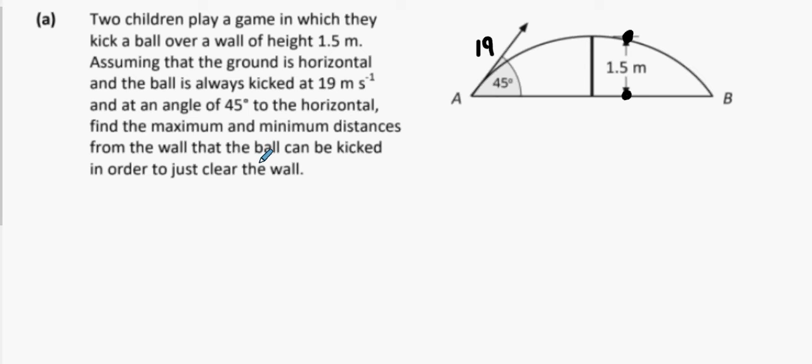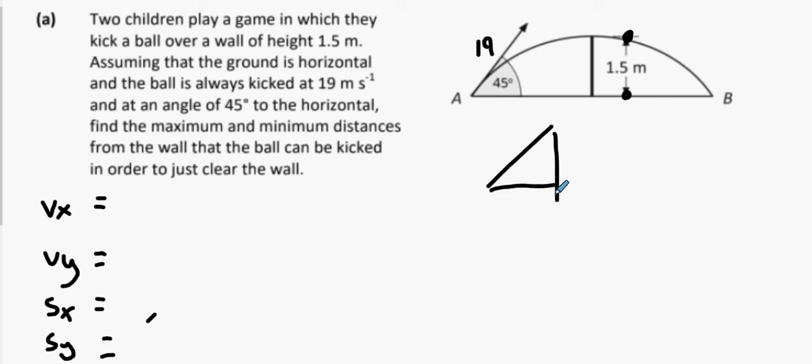so here's what I'm thinking. Vx, Vy, Sx and Sy. That's what I'm always thinking. No matter what, that's where you go with these. So we're going for 19 over root 2, 19 over root 2. That's just the speed. It isn't going to change because it's Vx. Vy is 19 over root 2 minus gt, or minus 9.8t.